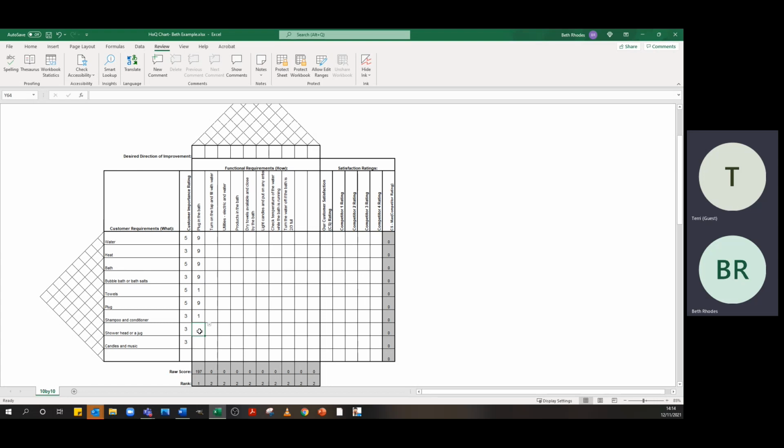And what about the shower head or a jug? No, I'd go 1 again. See, I might disagree with you there, because if you can't take the plug out while using the shower head or a jug, what if it overflows? It might overflow the bath. Okay. So actually, if the customer is going to use a shower head and a jug, they would want to be able to take the plug in and out of the bath to control the level of the water. Okay, yeah. Should we go for a 3 on that one? Yeah, I agree. And then candles and music. Not important. So I give that a 1.